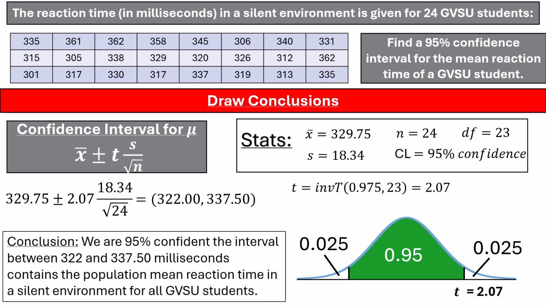So remember, there is a template statement. Here it is. We are 95% confident that the interval between 322 and 337.5 milliseconds contains the population mean reaction time in a silent environment for all Grand Valley students. In other words, based on our sample, we were able to find a sample mean of 329.75 for the mean reaction time, but that was only based on a sample of 24 students. So we can't just rely on that number because there's a lot more than 24 students at Grand Valley. So based on this formula here, we're able to say with 95% confidence that the true mean, based on all the students at Grand Valley, falls somewhere between 322 and 337.5 milliseconds.